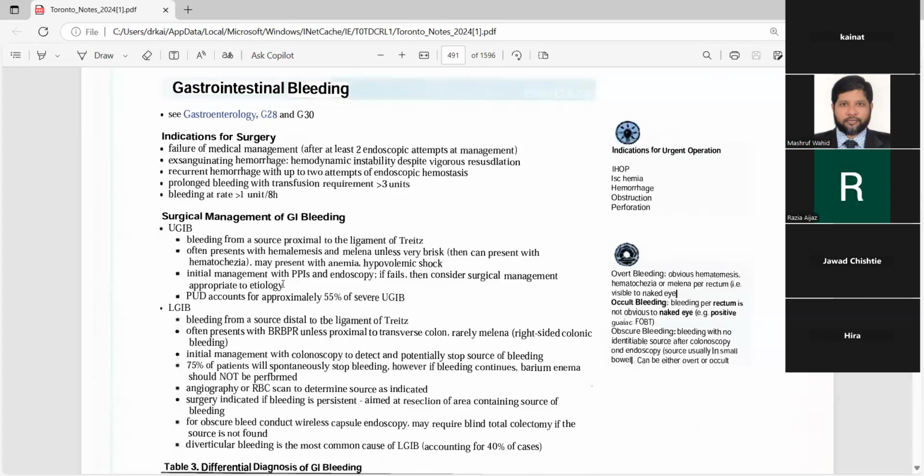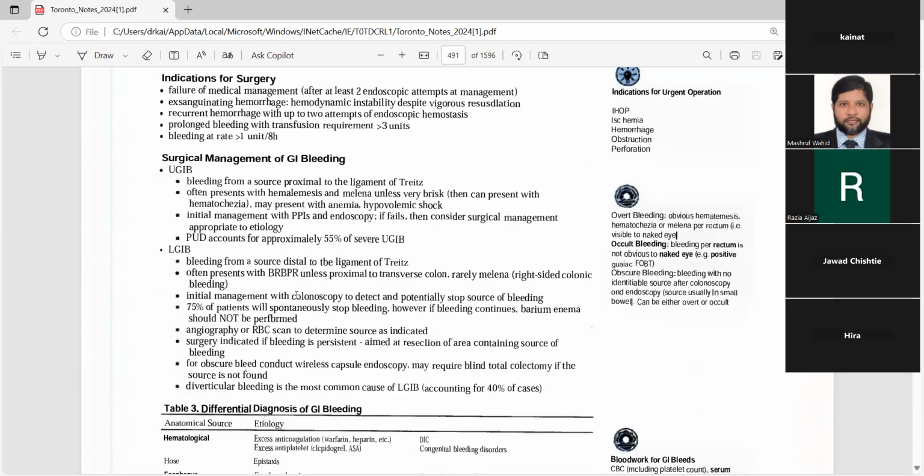Like recently we saw a case, he was blowing his nose and he felt there was redness coming out. But what happened is he was putting too much pressure, so that's why the blood was coming out. When he was not blowing, there was no active bleeding. So you need to know a lot of things through history. When they are giving you a case, you have to see how they are presenting the case. Initial management with PPIs and endoscopy. If that fails, then consider surgical management.